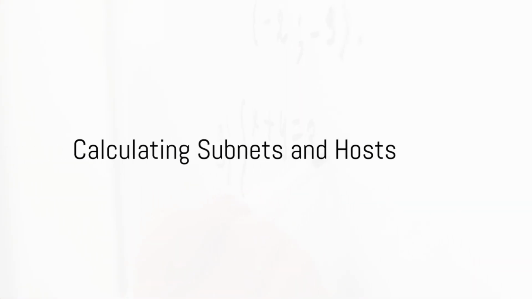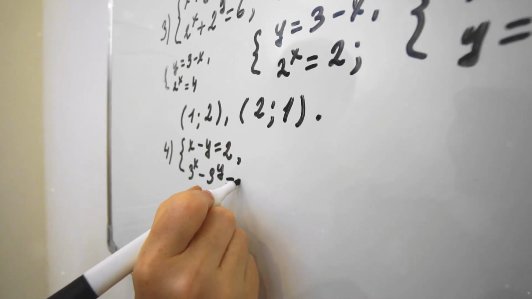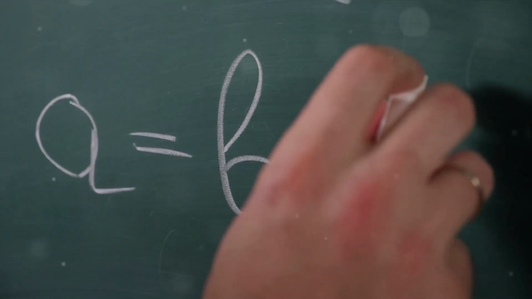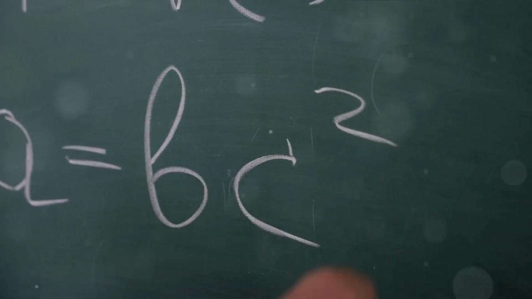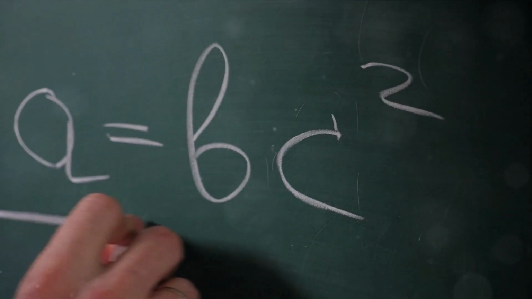Stay tuned. In order to execute VLSM effectively, calculating the number of subnets needed and the number of hosts each subnet requires is crucial. This is where the usefulness of a subnetting table comes into play, as it helps determine the number of subnets and the subnet mask for each.